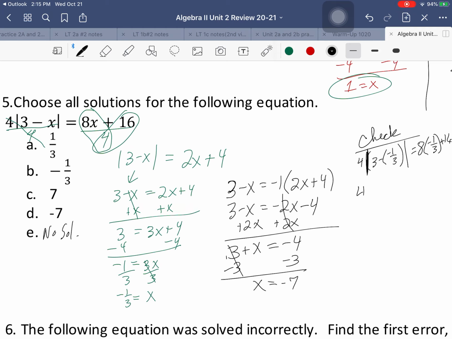All right, keep the 4 on the outside, do not ever distribute inside of absolute values. 3 minus negative 1/3, we have to subtract fractions, so we need like denominators. 3 over 1 is the same thing as 9 over 3. 8 over 1, with the denominator 3, is 24 over 3. And 9 minus a negative becomes a plus. So that's 10 over 3.